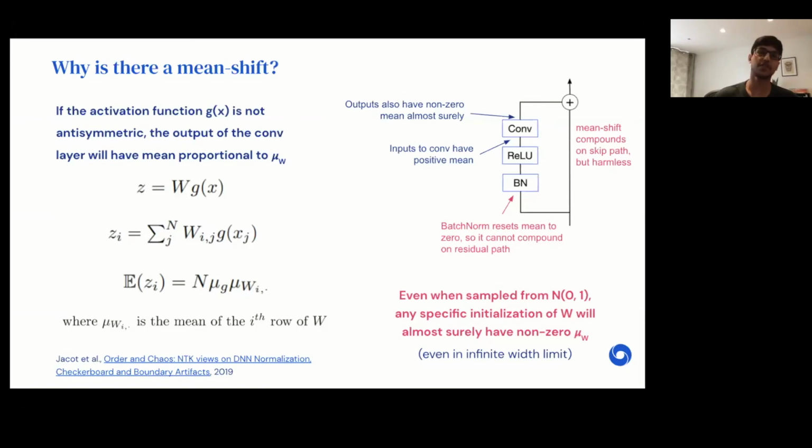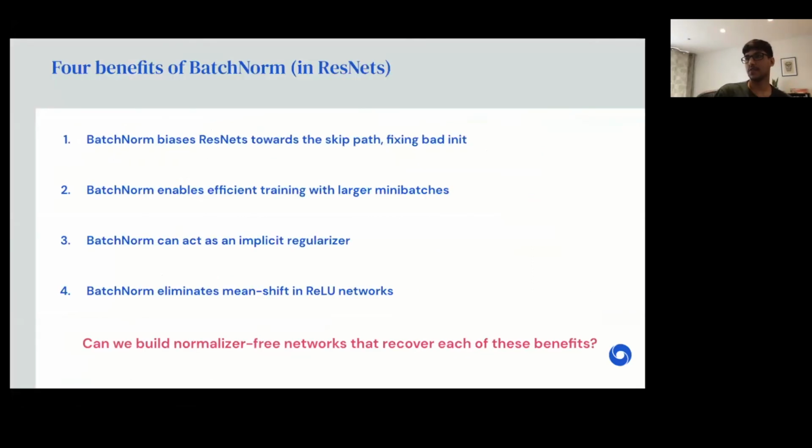And of course, batch norm corrects for this mean shift in the activations, but when you remove batch normalization and don't correct for this mean shift, training becomes much harder on an unnormalized ResNet. So that's the four benefits of batch normalization. And so now the question is, can we build normalizer-free networks that recover each of these benefits and still not lose performance? I'm happy to take some questions at this point before I move on to the next part.